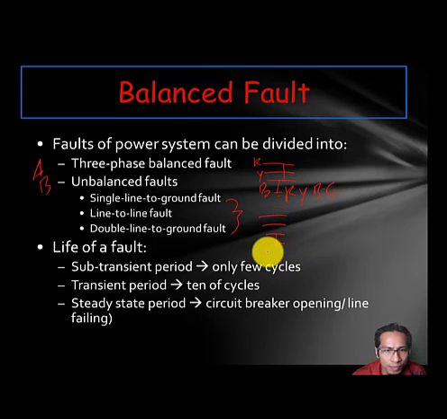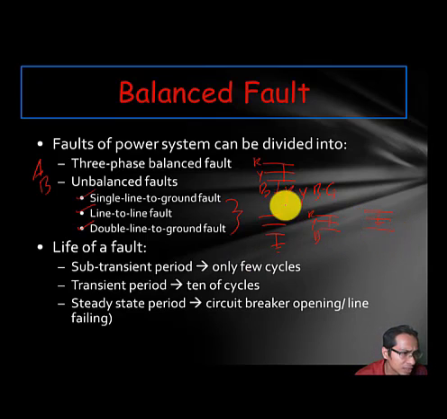Next is double line faults, or line to line faults. Let's say we have three phases, red, yellow, blue. Either these two lines fault together, red to yellow, or yellow to blue. Either one. This is a line to line fault. The other type is double line to ground faults. Let's say we have red, yellow, blue. These two phases are faulted together and then faulted to ground. This is a double line to ground fault.